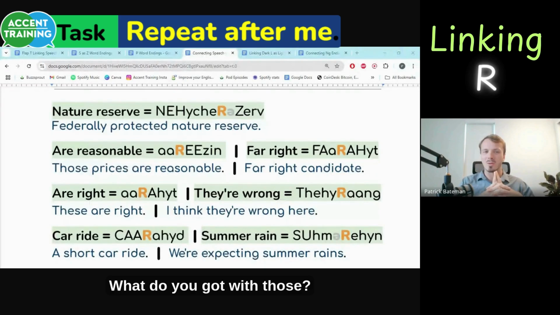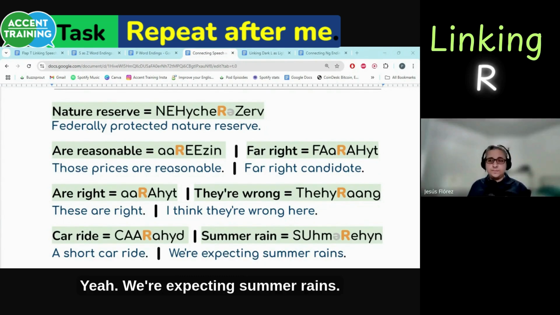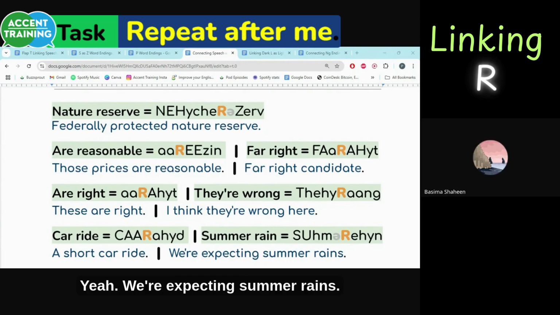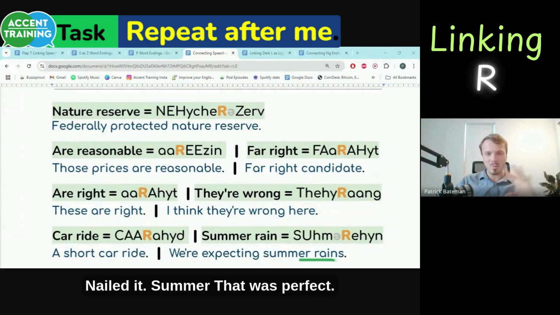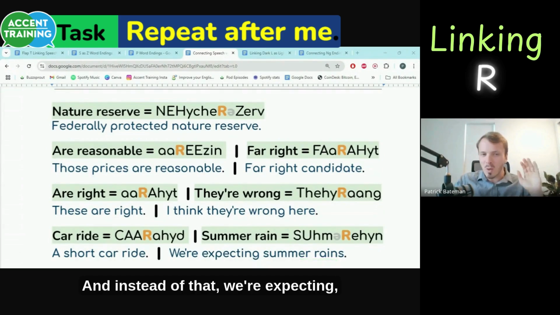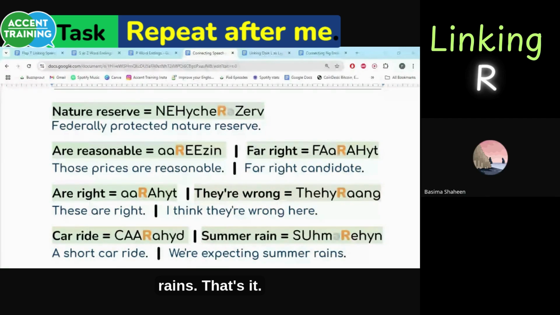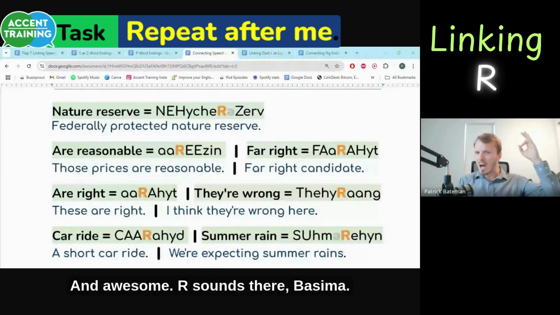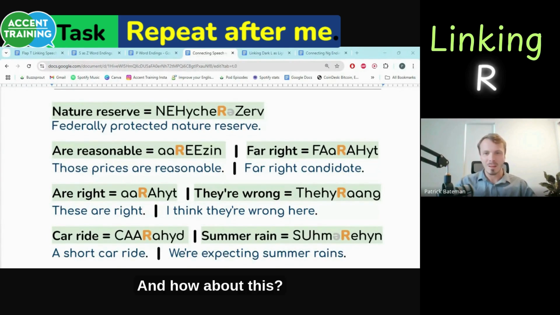Anyone want to take on those next two? What do you got with those? A short car ride. Go ahead. Yeah, we're expecting summer rains. Yeah, summer rains. Nailed it. That was perfect. We're expecting summer rains. That's it. An awesome R sound there, Basima. I know that was a real hurdle for you. Great sound.